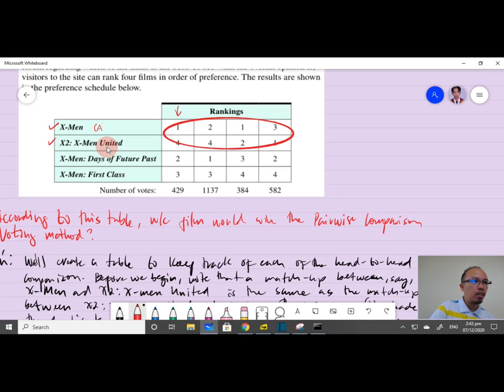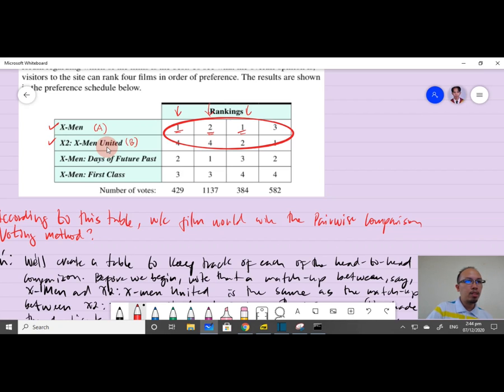Let's say A here, this is B. A is favored over B. This one here also, A is favored over B. Here we have, look at the rank, 1 4, 2 4, 1 2. So 1 is higher than 4, 2 is higher than 4, 1 is higher than 2. So all these three, A was favored over B.